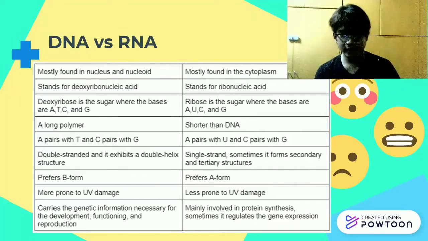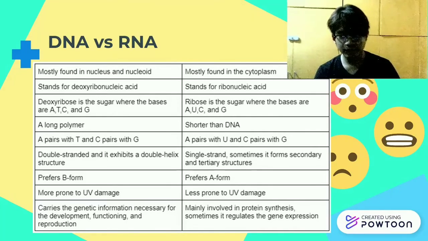DNA is double-stranded and it exhibits a double helix structure, while RNA is a single strand. Sometimes it forms secondary and tertiary structures. DNA prefers D form, while RNA prefers A form.